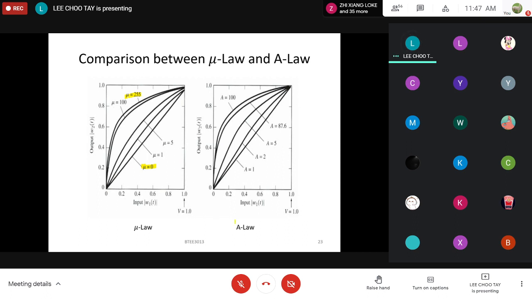And for A law, if there is no compression, your A is 1, and the maximum compression is when A is 100. You can see the shape of the curve for A equals 100 and mu equals 255 are pretty much the same. They are quite close to each other.